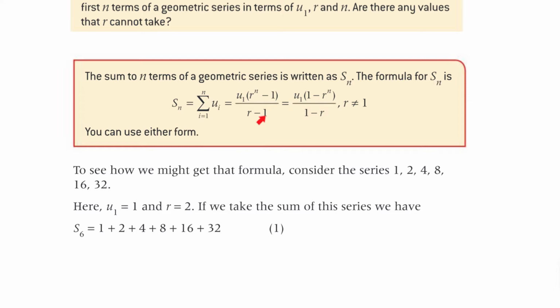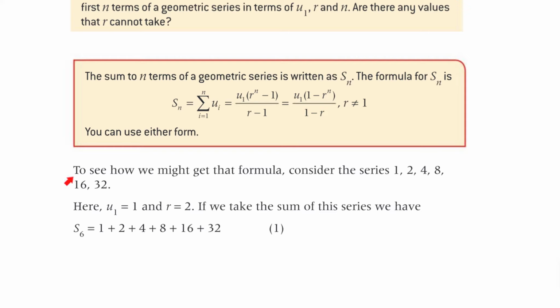And just as a note, the way you come from here to here is just multiply the top and the bottom by minus 1. And we can do that because minus 1 over minus 1 is 1, and you can multiply anything by 1, and it doesn't change the value of it.